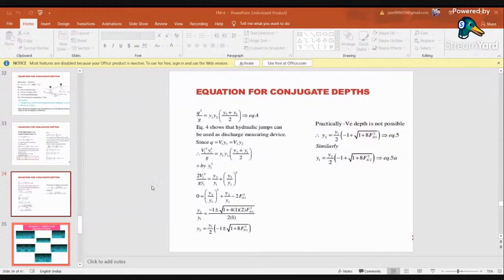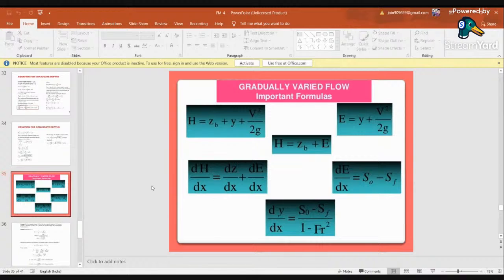Then these are the equations we have seen: H, the energy at any section, is equal to ZB plus Y plus V square by 2g. If that energy is specific energy, then your channel bottom is your reference datum. So we can neglect the channel bottom elevation ZB, and specific energy E is equal to Y plus V square by 2g.